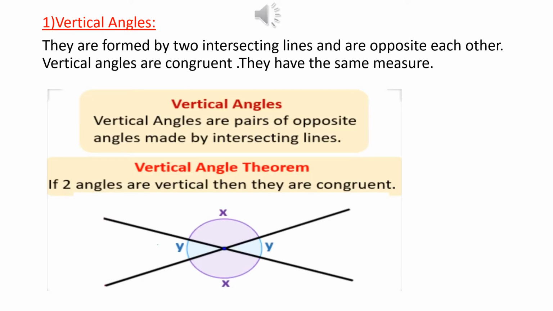Vertical angles are formed by two intersecting lines and are opposite each other. Vertical angles are congruent, they have the same measure. Vertical angles are pairs of opposite angles made by intersecting lines. They are the angles opposite each other when two lines cross. Vertical in this case means they share the same vertex corner point. If two angles are vertical, then they are congruent or equal. Angle X equals angle X, angle Y equals angle Y.